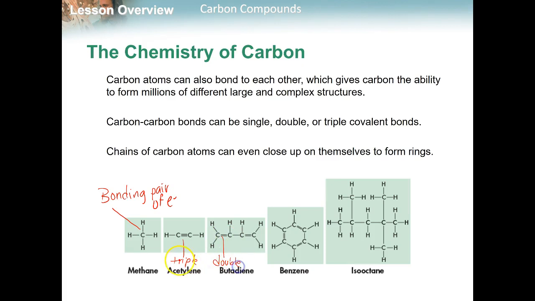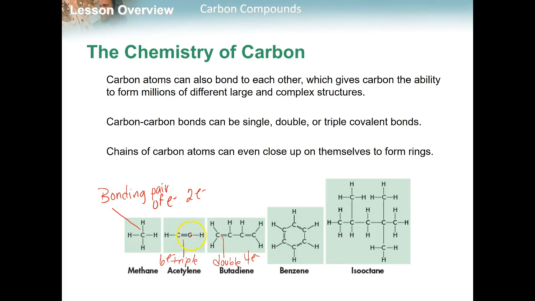So when we say triple, that means there are 6 electrons bonded together here. Double, there are 4 electrons bonded here, and a single bonding pair, remember, we know we have 2 electrons that are bonded there. Okay, take a look at how great carbon is at bonding.